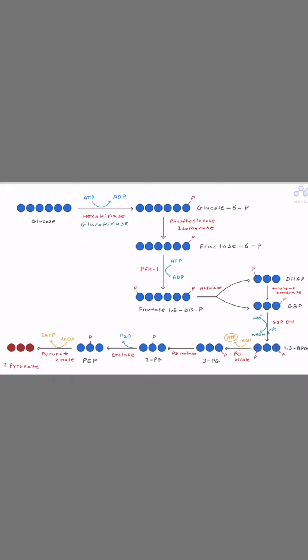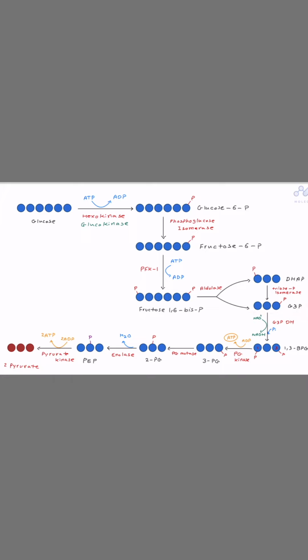And what happens next is that our DHAP gets converted into glyceraldehyde 3-phosphate through the action of an enzyme called triose phosphate isomerase. So by here, we are going to have 2 moles of glyceraldehyde 3-phosphate that have been made from 1 mole of glucose. From here onwards, each reaction is going to happen twice because now we have 2 of this molecule.